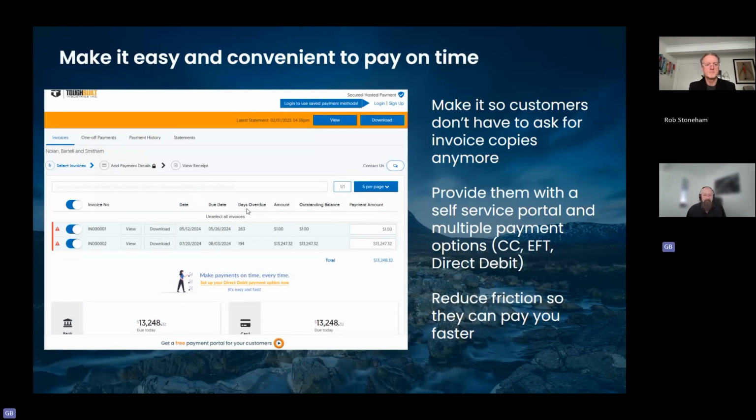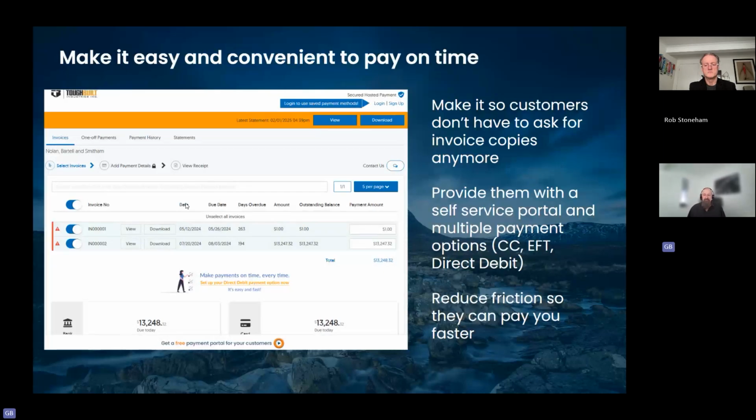The bane of my life when I was in accounts receivable was you would call someone and they would say, "Oh, I'm sorry, can you send me a copy of that invoice, please?" So then you've got to go into the ERP, you've got to find the invoice, you've got to create a PDF, you've got to put it in an email, you've got to send it to them.